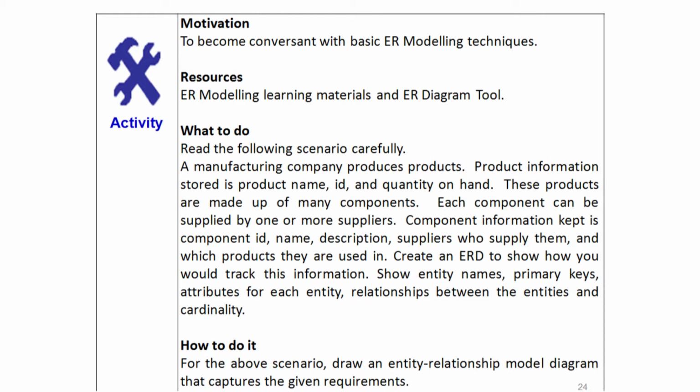A manufacturing company produces products. Product information stored is a product name, ID, and quantity on hand. These products are made up of many components. Each component can be supplied by one or more suppliers. Component information kept is component ID, name, description, suppliers who supply them, and which products they are used in.